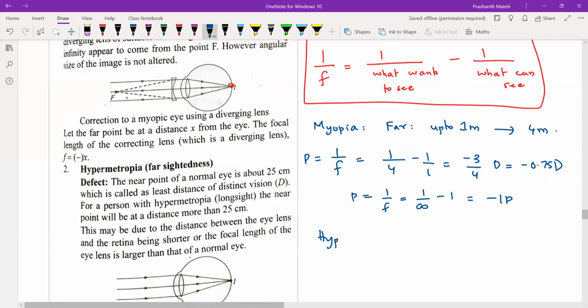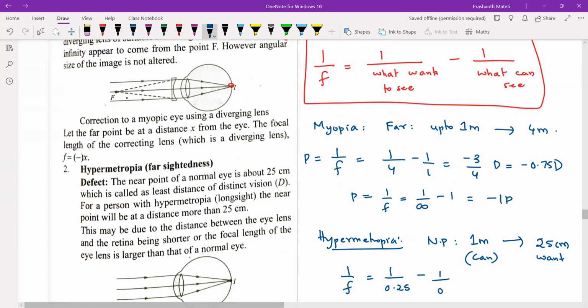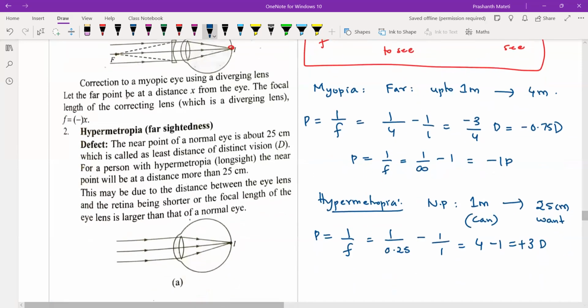For hypermetropia, it is the near point. For example, the person is not able to see at 25 centimeters. Instead, he is only able to see at 1 meter. Now he wants to see at 25 centimeters like a normal person. So what he can see and what he wants to see are the two things. That is 1 by f is equal to what? If you are writing in meters, this is 1 by 0.25 and this is 1 by 1 meter. So 4 minus 1 is 3. So the power is equal to plus 3 diopter. You should remember that. Understood?